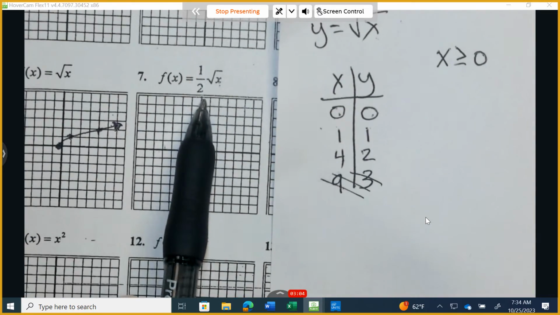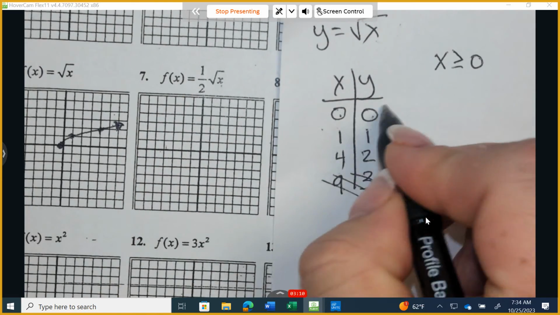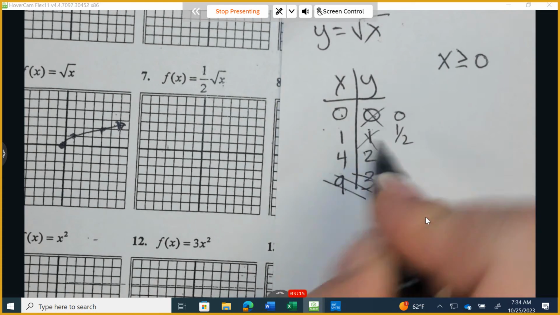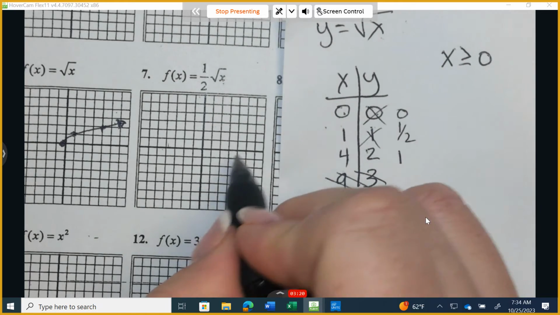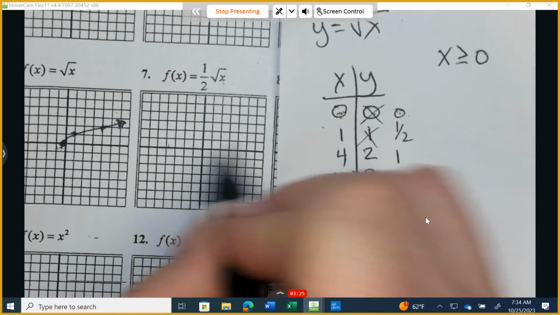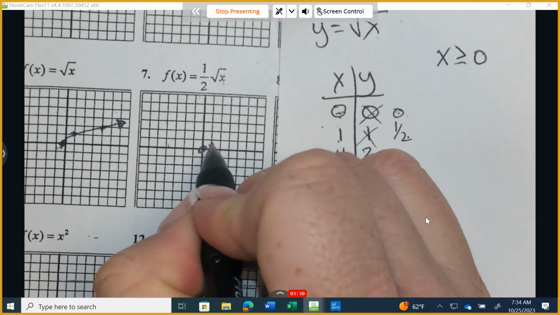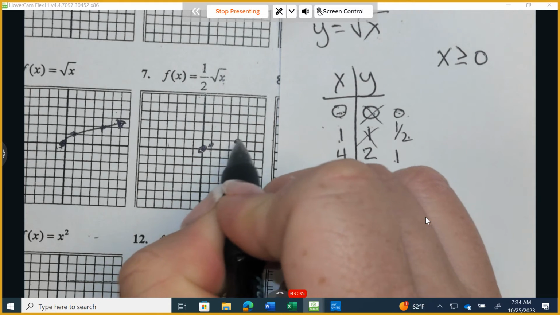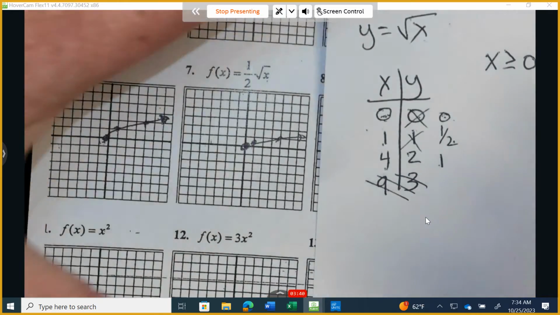Whenever there is a number out front, we're going to multiply that times the y's. 0 times 1/2 is still 0. 1/2 times 1 is 1/2. 1/2 times 2 is 1. So here we go. This is my first point. I'm going to call this the initial point. I go to 0, 0, that's my initial point. Then I go over 1 and up 1/2, and over 4 and up 1. 1, 2, 3, 4, and up 1. We can see it's still the same shape as the first function, but it's been flattened out.